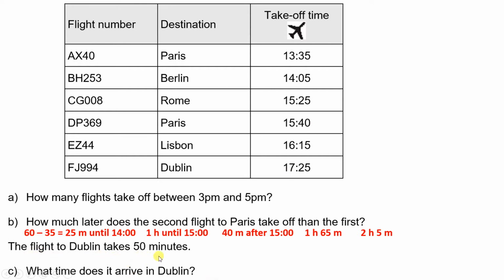The flight to Dublin takes 50 minutes. What time does it arrive in Dublin? Well, it leaves at 17:25, so again, think how many to the next hour? Well, 60 minus 25 is 35, so in 35 minutes it will be 18 o'clock, but it takes 50 minutes, so it's got another 15 minutes to go after 18 o'clock, so it arrives in Dublin at 18:15.